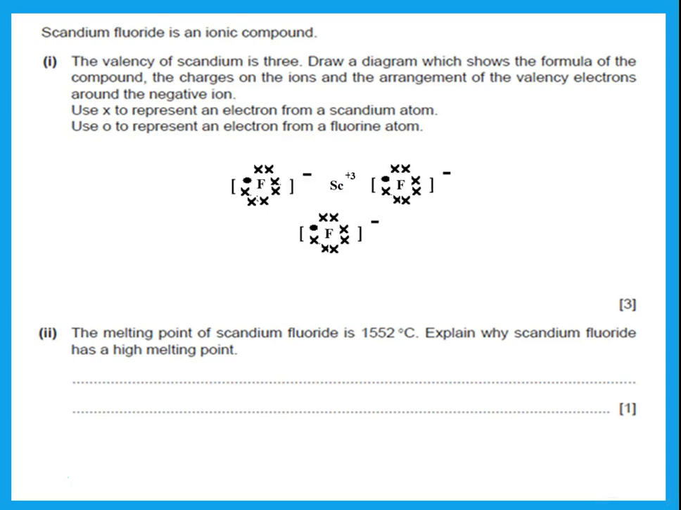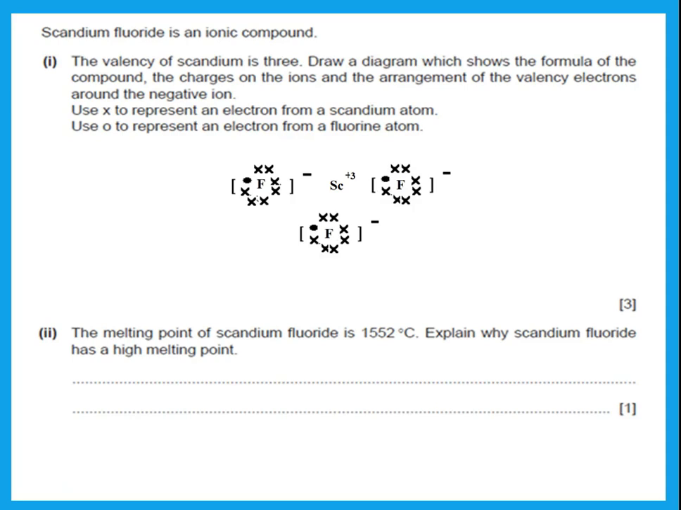So that means that the scandium will lose the outermost 3 electrons and become scandium plus 3. Each fluorine will have its own 7 plus 1 from the scandium, because it needs only 1, and that means I will need 3 fluorines. Each of them now has an extra negative charge.